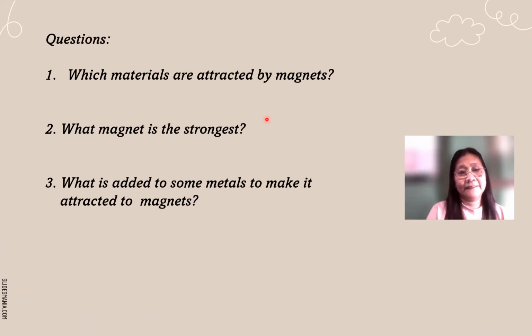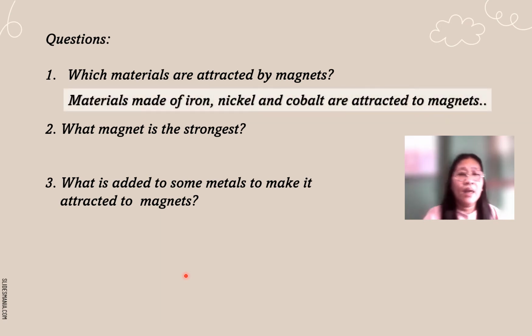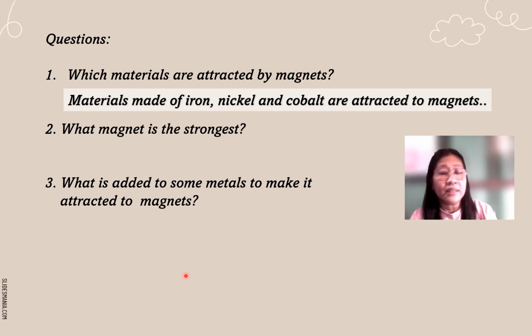Questions. On your notebook, write the answers. Number 1. Which materials are attracted by magnets? Okay. Materials made of iron, nickel, and cobalt are attracted to magnets. So that's how you're going to answer questions, children. Write your answer in a complete sentence. Don't give a shortcut answer.